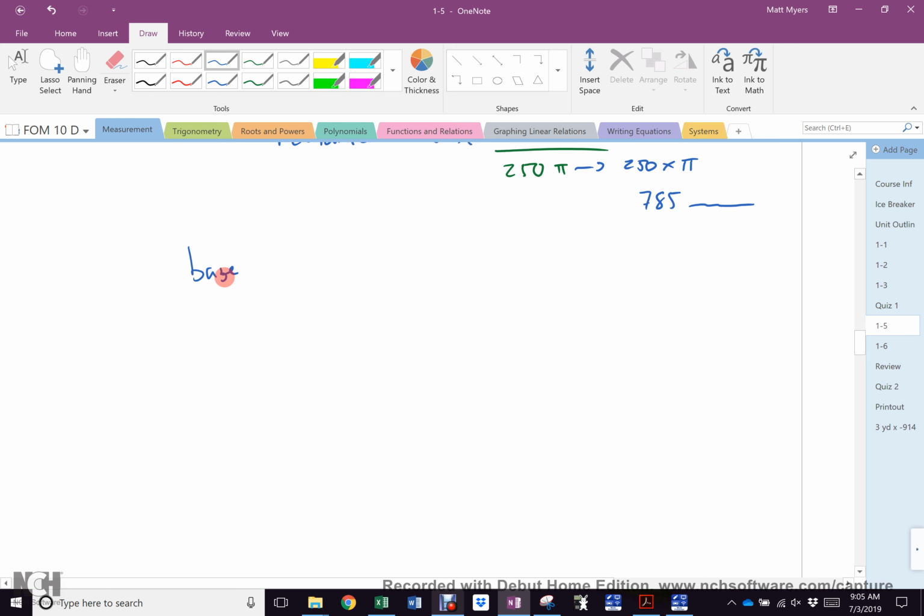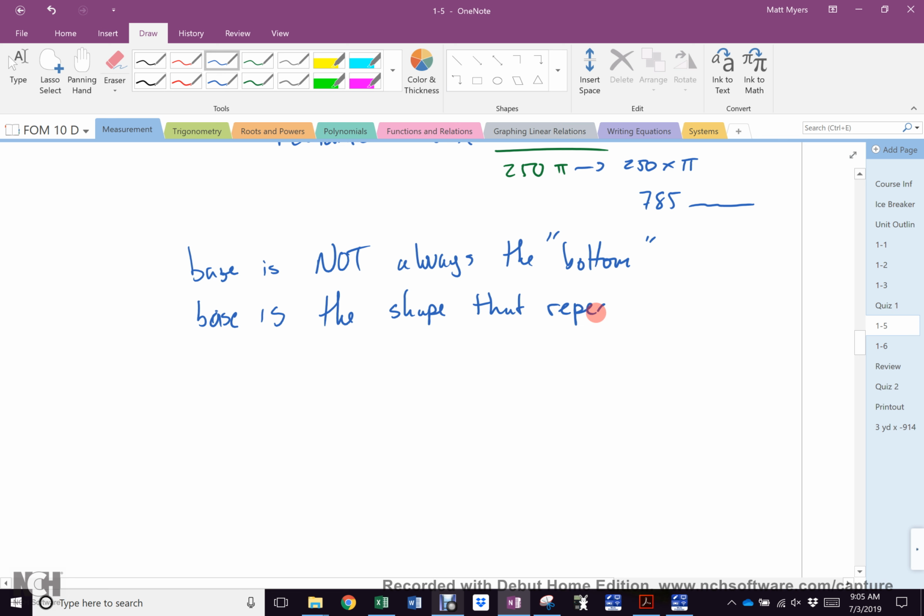The base is not, you don't have to write this down, you've already written it down, is not always the bottom. The base is the, I don't even want to say foundation, the shape that repeats. Everybody understands that, yeah?